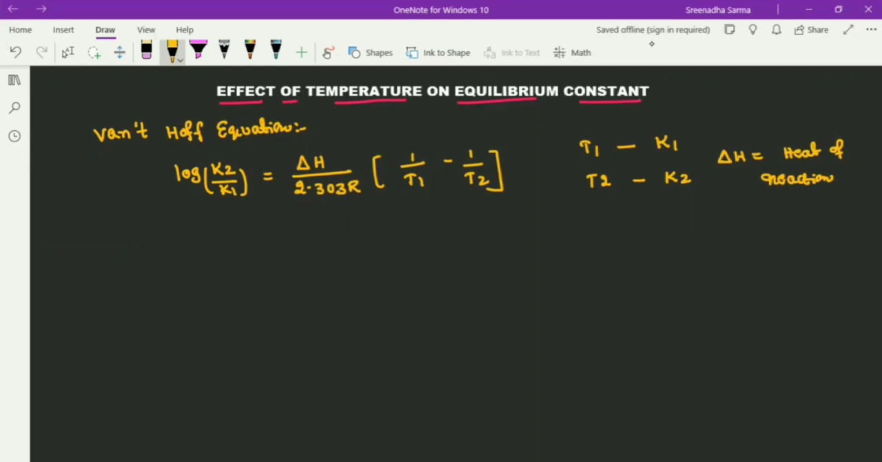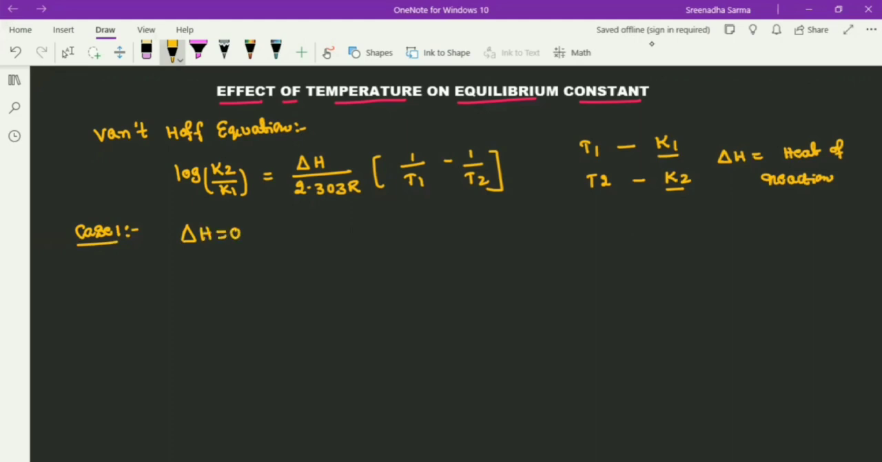So at T1 and T2 temperatures, which equilibrium constant is more, how to find that out? That depends upon delta H as well as the temperatures. So case 1, delta H is equal to 0.